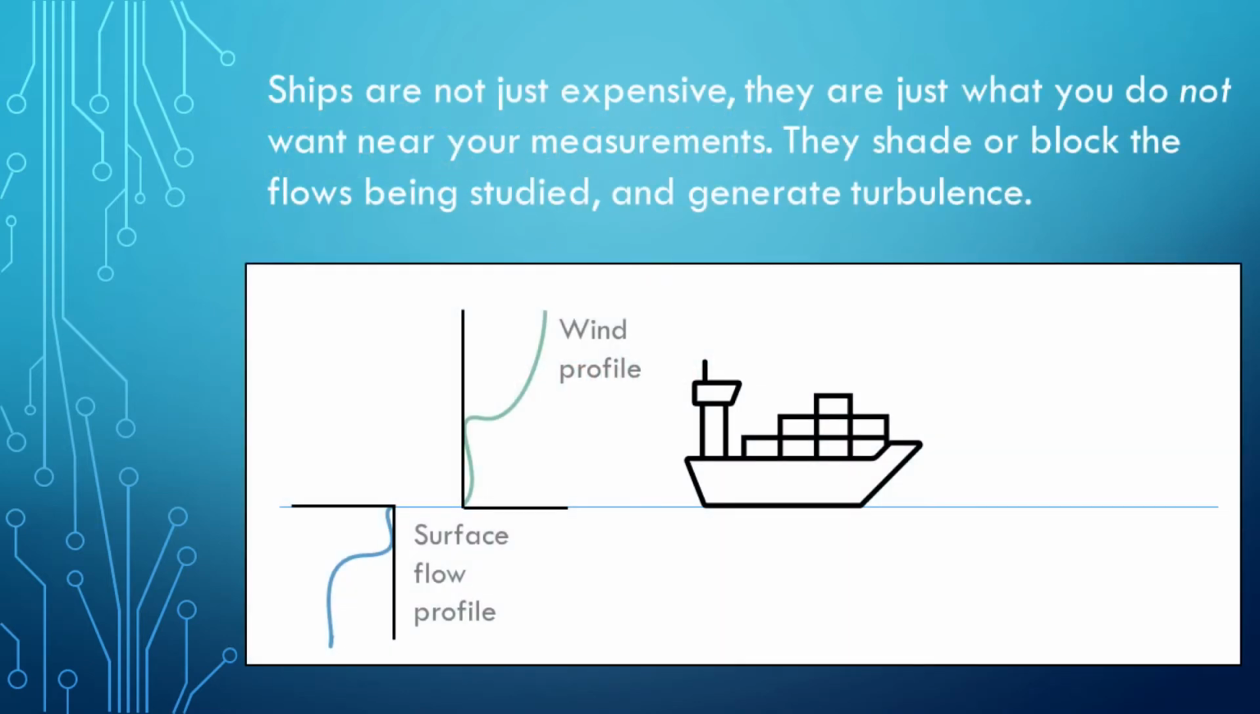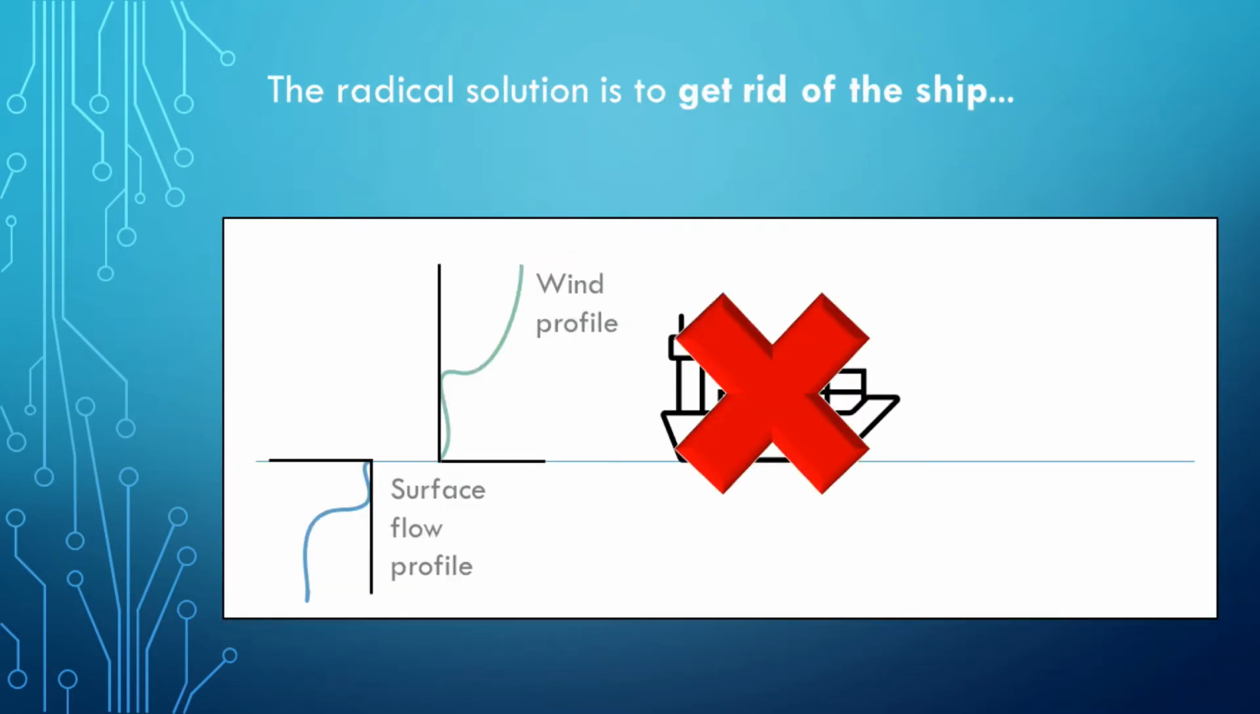They're not just expensive, these ships. They're just what you do not want near your measurements when you're trying to measure these profiles, the gradients in the air, and the associated turbulence that goes with it. They block the flows that you're trying to study, and also just being there, it generates more turbulence than is naturally expected. So a radical solution: get rid of the ship.